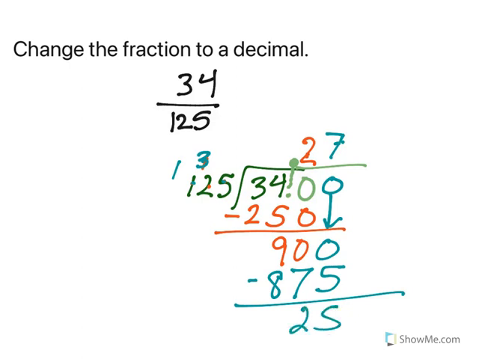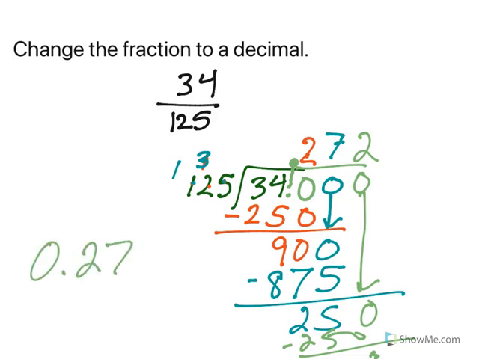One more time, add a 0, bring it down. And we know that 125 goes into 250 2 times. Nice and even. So our decimal equivalent is 0.272. And now let's go the other way. Let's start with a decimal and go to a fraction.